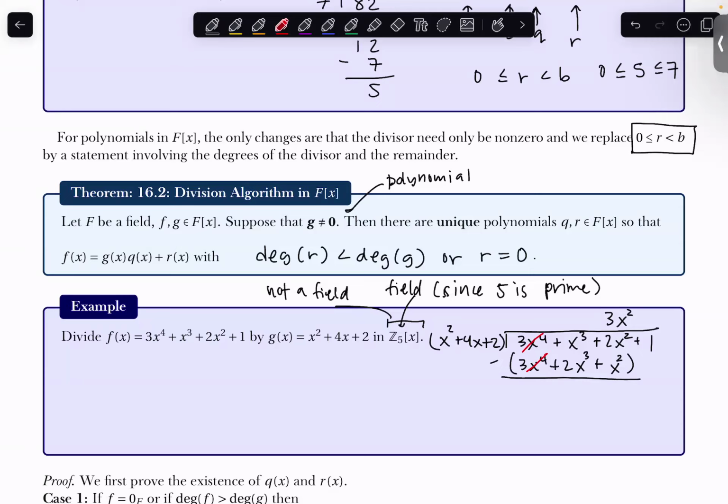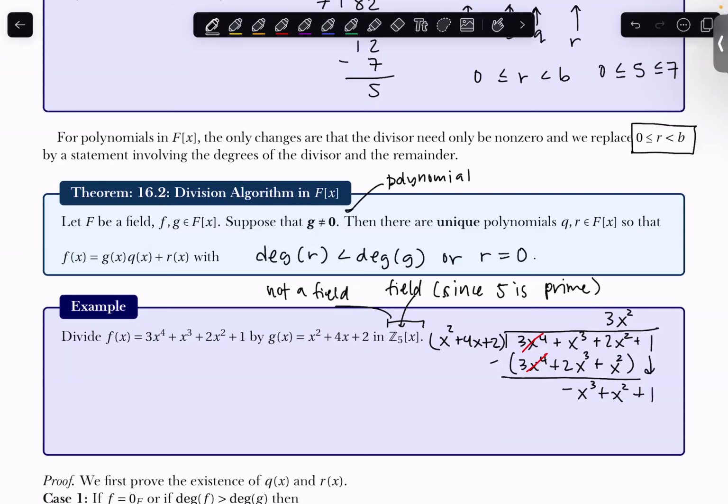So I'm going to have x cubed minus 2x cubed, which I can leave as just negative for now. Or I can translate it to think, what is that coefficient in Z5? I could have replaced it with 4 instead. But maybe we'll do a little bit more calculations and then just simplify it at the very end. Okay, and then I'll do my 2x squared minus x squared. So I just have 1x squared left over. And then I pull down the last term that I have that I didn't use.